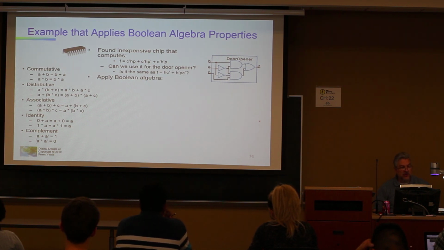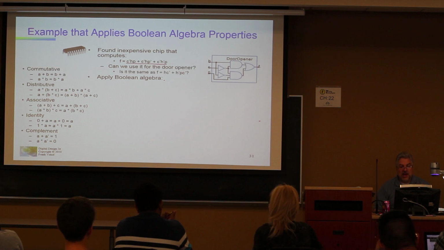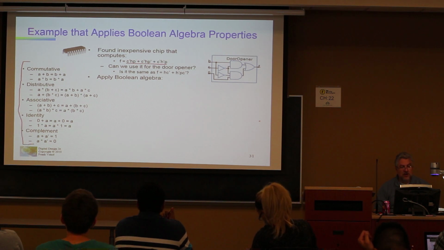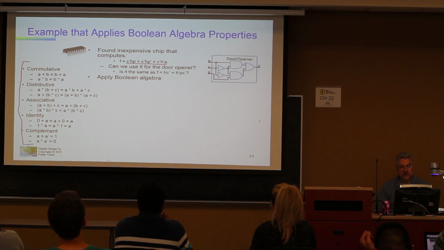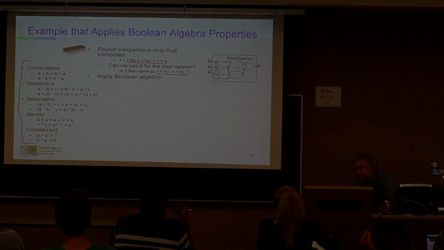Again, looking at our commutative properties over here, we are going to see if we can identify our door opener. Remember, we looked at this. So let's apply the Boolean algebra. Rather than me talk about this, I would like for you to go through these properties right here, do it with your neighbor, see if you can go through all the different steps, and does it minimize down to this?